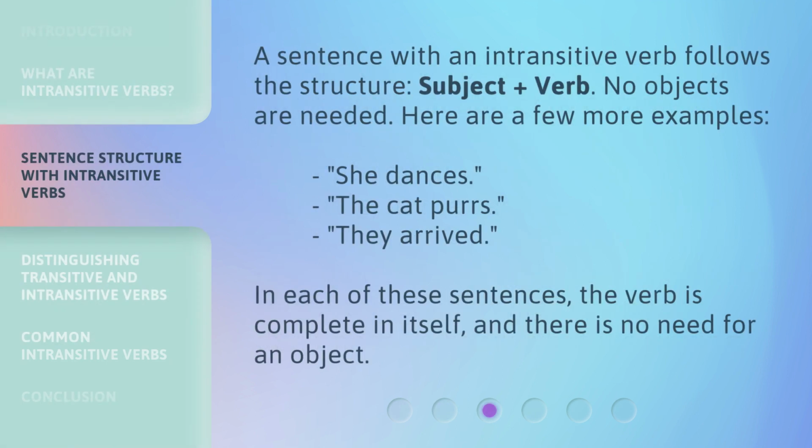A sentence with an intransitive verb follows the structure: subject plus verb. No objects are needed. Here are a few more examples. She dances. The cat purrs. They arrived. In each of these sentences, the verb is complete in itself, and there is no need for an object.